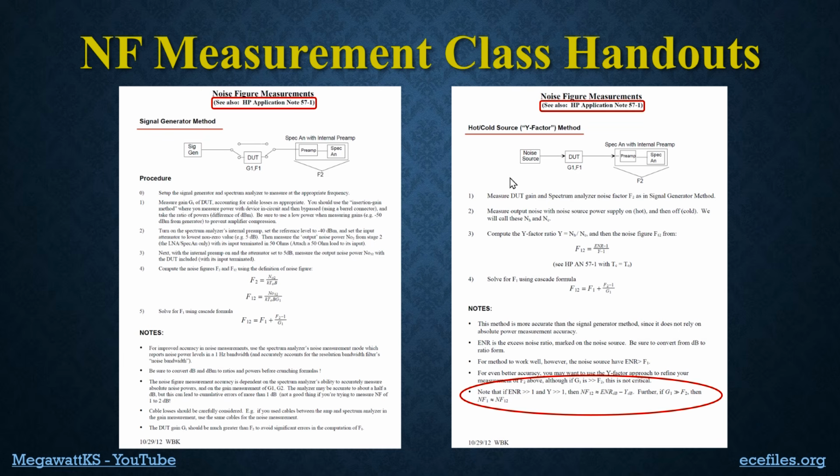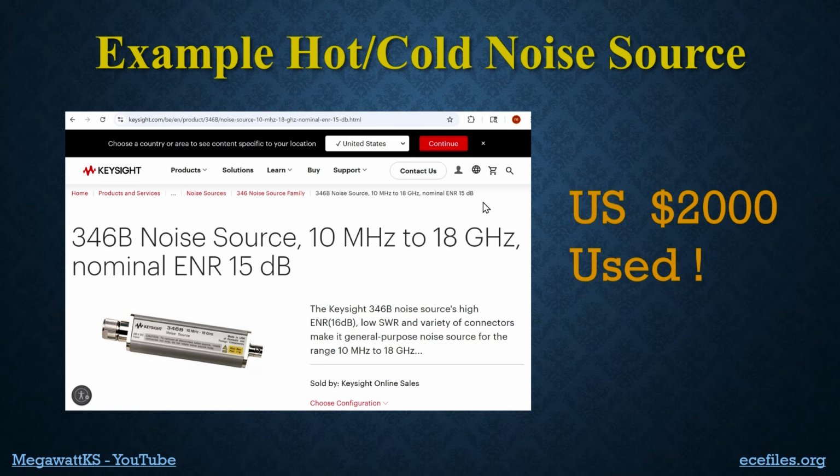Okay, but what about this noise source? Where do those come from? Well, you buy them. And this is the one that we had in our lab. It's a HP 346B. HP became Keysight, and so it's a Keysight 346B. And it's very accurate from 10 megahertz up to 18 gigahertz. So it is not cheap. It is $2,000 used. I'm not sure if this one's still made, but new ones of the ones that are made probably are $4,000 or $5,000 or more, depending on frequency range. So you're probably not going to have one of those.